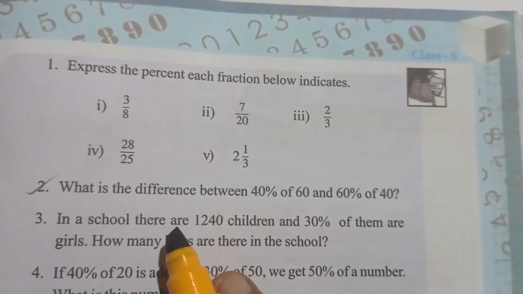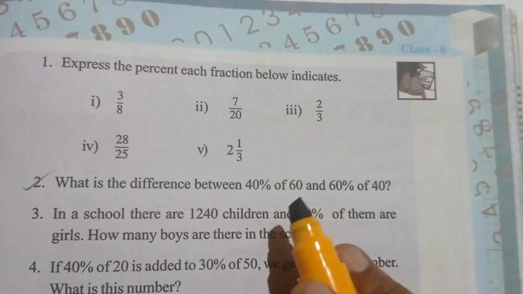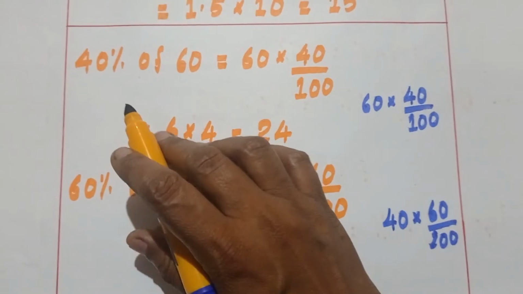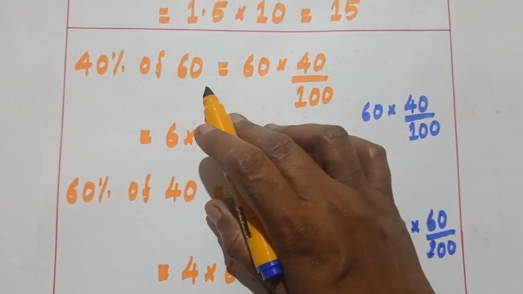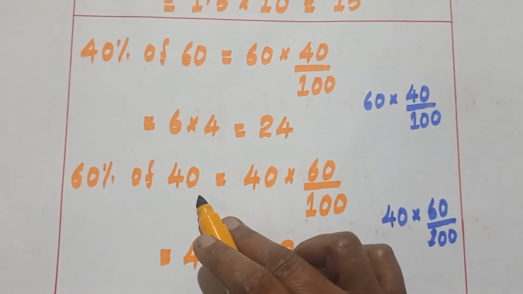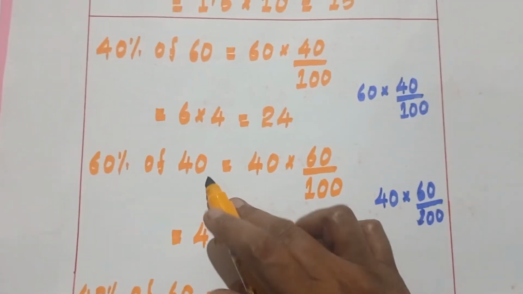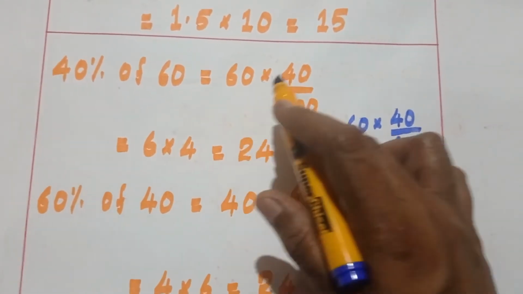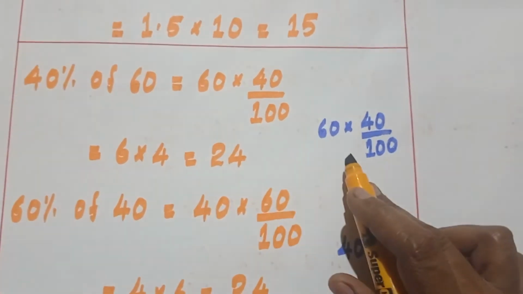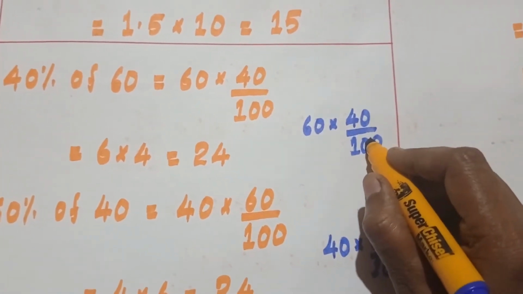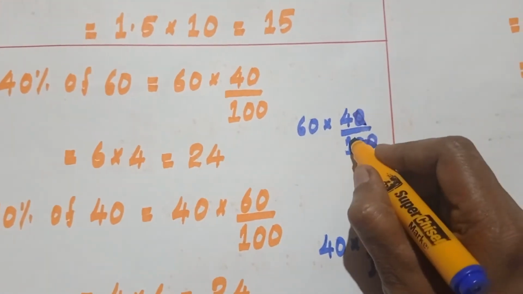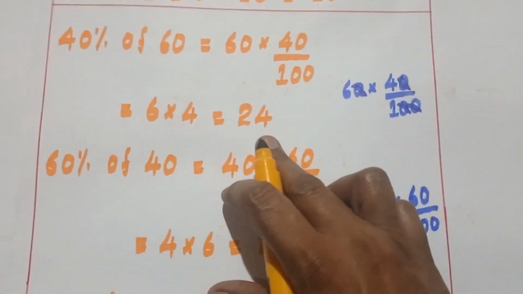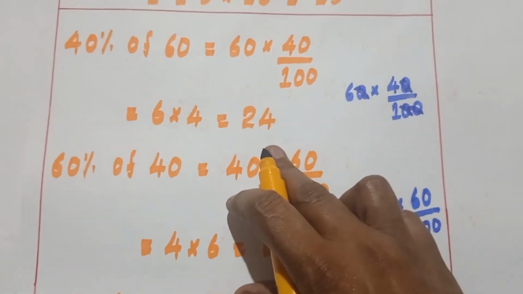Second question: what is the difference between 40% of 60 and 60% of 40? First, we find out 40% of 60 and then 60% of 40. Then find out the difference. First, 40% of 60 can be written as 60 into 40 by 100. Then cut 10 here and 10 here. Then 6 into 4, 24. Then 40% of 60 is 24.